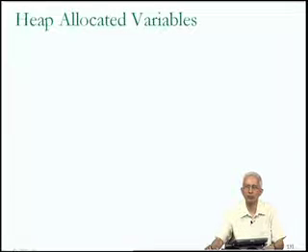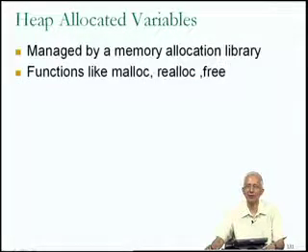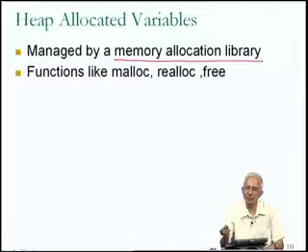reclamation point or freeing point, and that this is done in C programs by a memory allocation library. Right? We know that there are functions like malloc, realloc and free. Malloc is used to allocate a dynamic variable. Now, I'm now telling you that these functions are actually members of a memory allocation library. So, just like there was a math library, there's a memory allocation library.